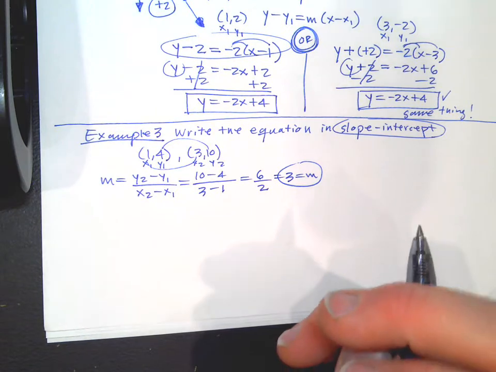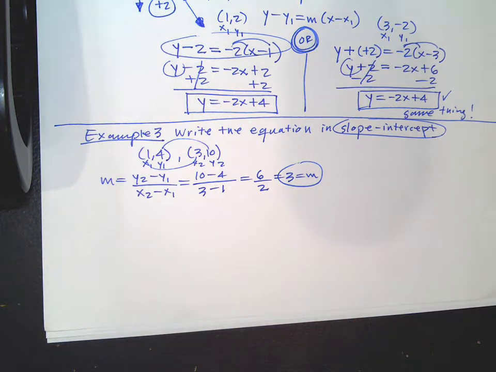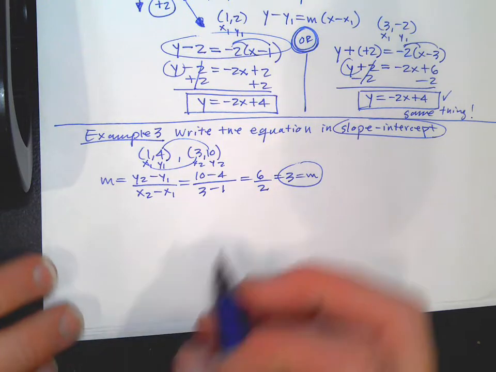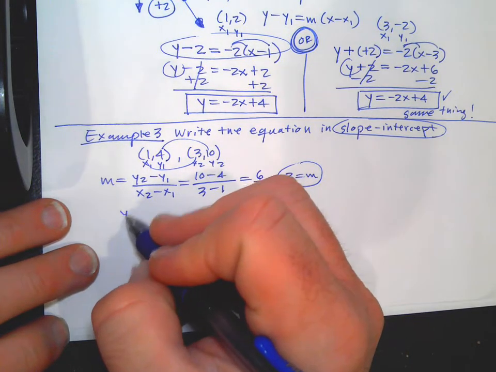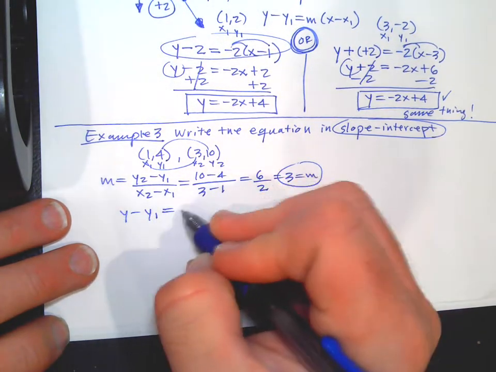Now, last section, one of the points would have a 0 for the x, so we knew that was a y-intercept, and that could be your b value, and we could just plug it right into slope-intercept form, but this time we don't have that. So we need to use point-slope form first.